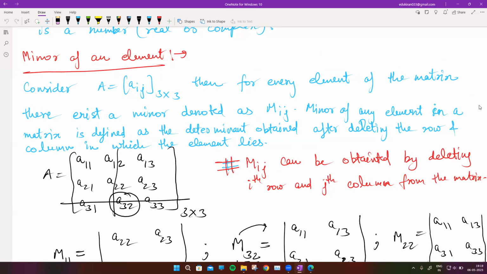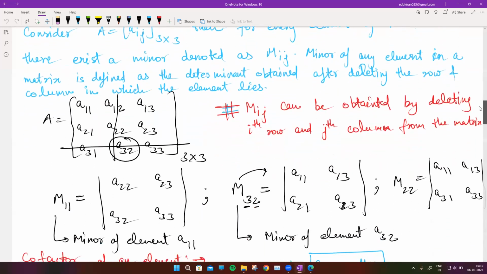If I want to find the minor for the first row, first column element, A11, then M11 is the minor of element A11. For M11, delete the first row and delete the first column. Delete whatever is written there.